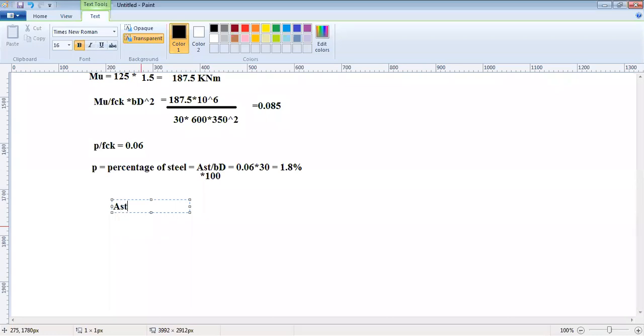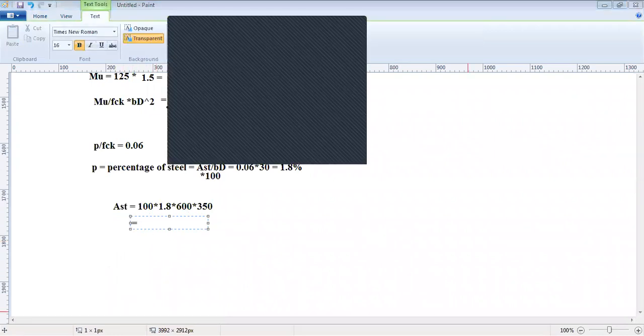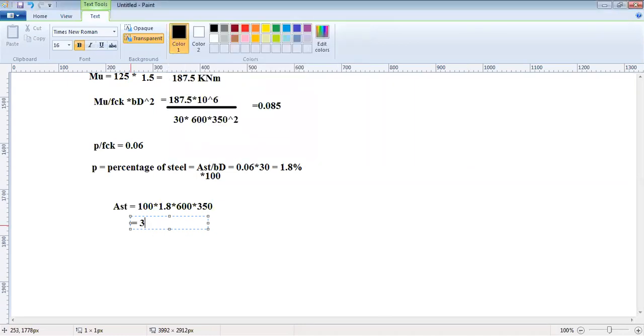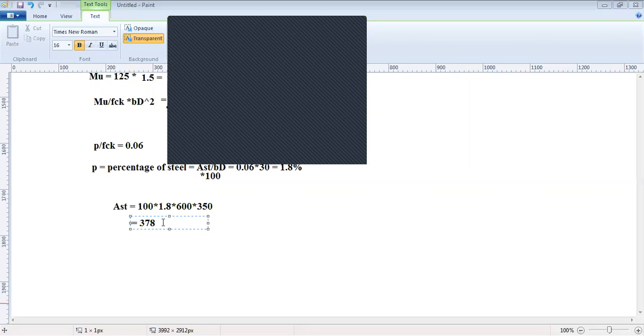Thereby your Ast now would be 1.8 into b, b is 600, into d, d is 350, divided by 100. So that would be 1.8 into 600 into 350 divided by 100. That's this much amount, 378,000.